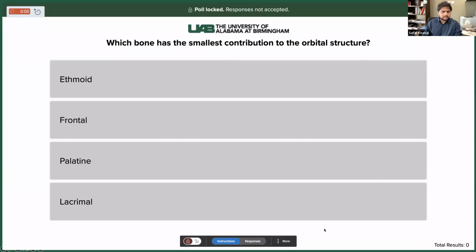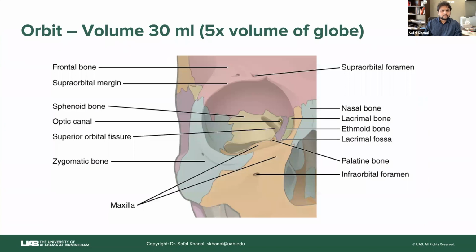Okay, the correct answer is palatine bone. I'm sure many of you got it correct. Now let's look at the frontal view of the orbit. The volume of the orbit is around 30 milliliters, which is 5 times the volume of the globe. And some of the prominent structures here: here's your supraorbital foramen, the supraorbital margin here, your nasal, lacrimal, and ethmoid bone on the medial side, infraorbital foramen on the floor, in the maxillary bone, and here's your zygomatic bone.